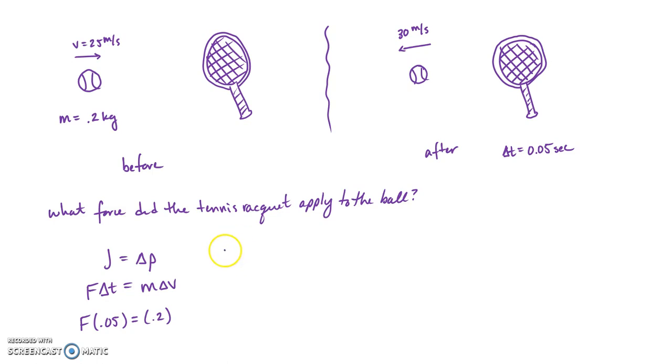And just in case you have forgotten, change in velocity is equal to your final velocity minus your initial velocity. So the final velocity was 30. Now, velocity cares about direction, so this was 30 to the left, so I'm going to call that a negative 30. All right, minus my initial velocity, which was 25 to the right, so it's a positive 25.